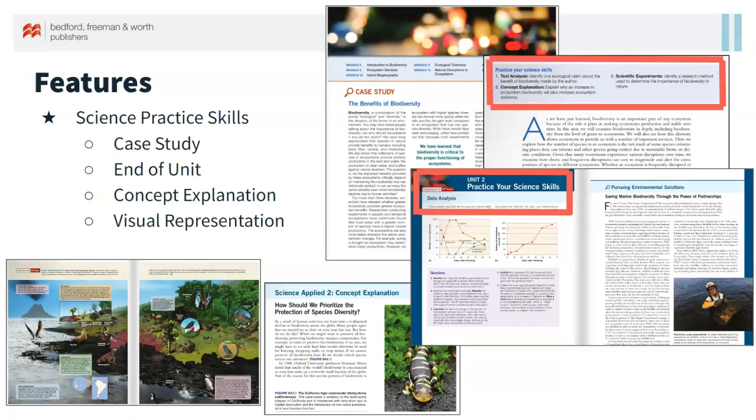In addition to being aligned with the CED in content and organization, we also include instruction and practice in the science practices that are a part of the course. Some of these science practices include case studies, concept explanations, visual representations, and more. We'll go into each of these in further detail.